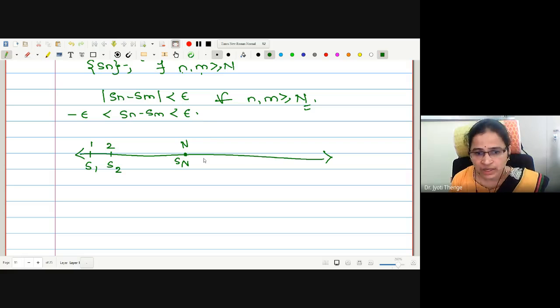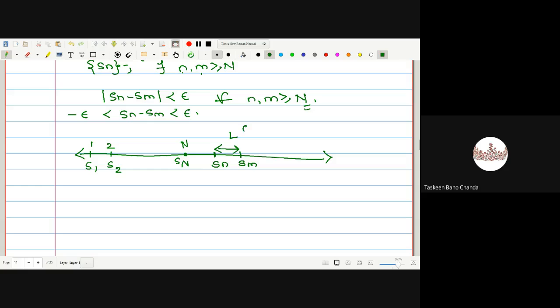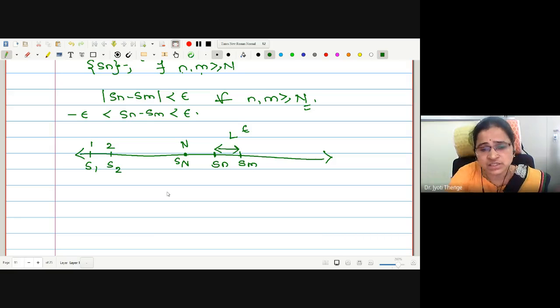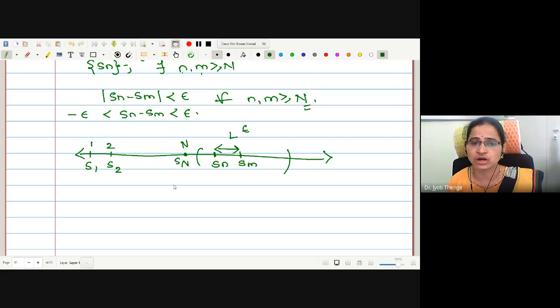What is the statement saying? If this is Sn and this is Sm, what should be the distance between the two? Less than epsilon. A distance less than epsilon means, as you make epsilon smaller and smaller, these points come closer and closer. After N onwards, every pair of sequence points comes closer and closer. This is what it means. And if they are coming closer and closer, one can mark a neighborhood so that all the points will fall under this neighborhood.